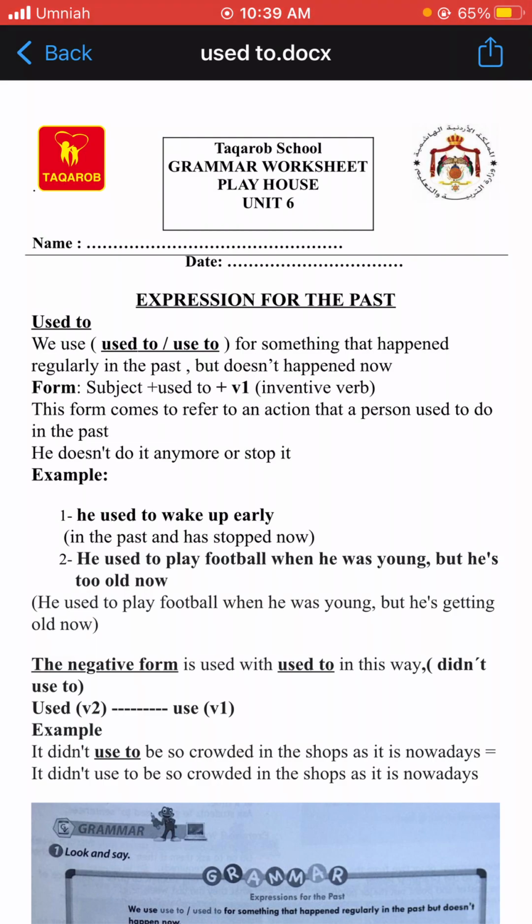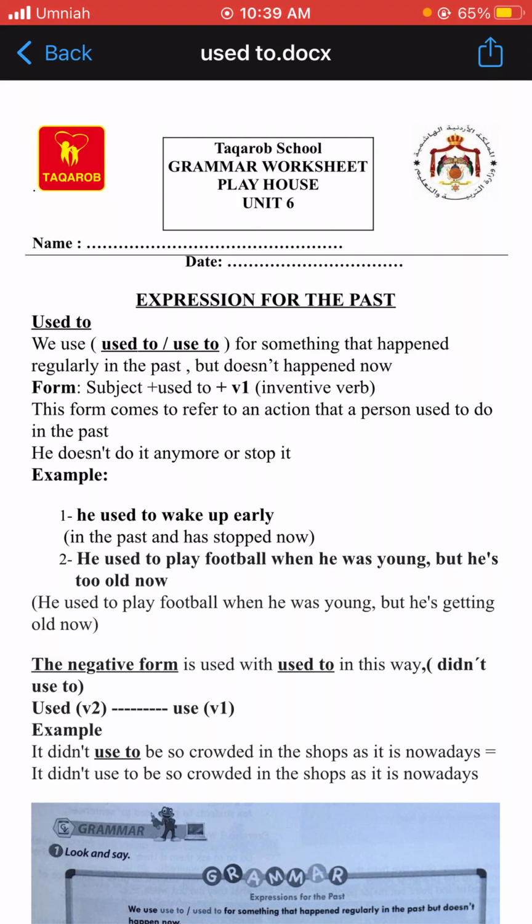After subject, what do we have? Excellent. Used to. After used to, verb 1, infinitive verb. Verb 1, which means we cannot add s, es, ing, ed to the verb. Verb 1 means the base form, infinitive verb. So again, the form of used to: subject, plus used to, plus verb 1.